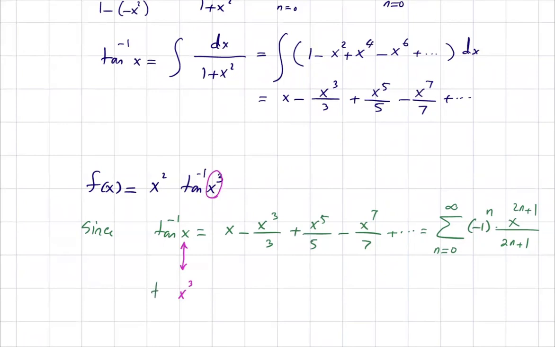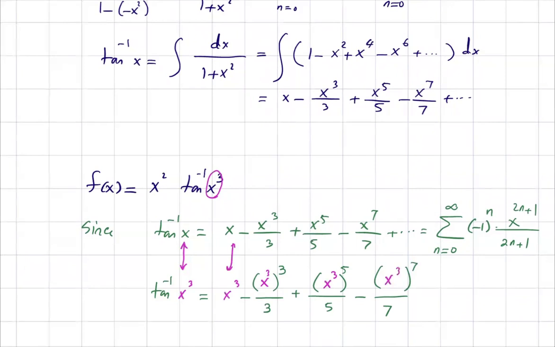So inverse tangent of x cubed is equal to, wherever you see x, you're going to use x cubed instead. You get x cubed minus, the denominator stays the same, the power is 3, and instead of x, you're going to use x cubed, plus the denominator is 5. You have power 5 of x cubed, minus, you continue this process on the right, divided by 7. The power is 7, and you have x cubed, plus the rest of the terms.